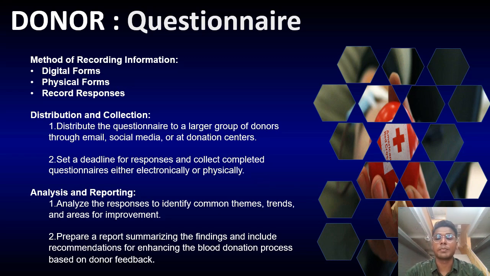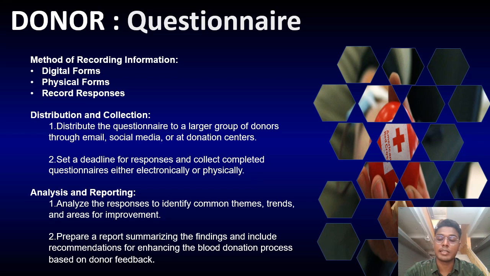So physical form means we can place it at the donation center. Whoever comes for the blood donation can take the letter and feel free to answer the questions. We should also set a deadline for the responses. Once we set the deadline, within that period of time we will get a certain number of responses. Based on that, it's easy for us to do data analysis.